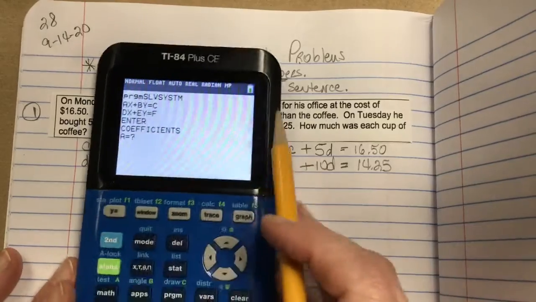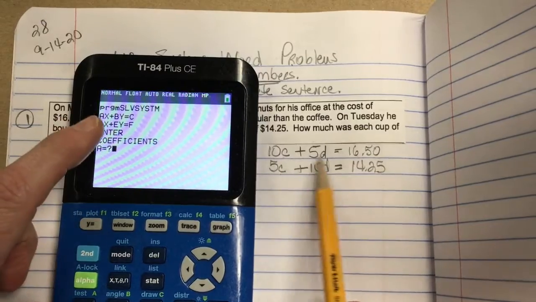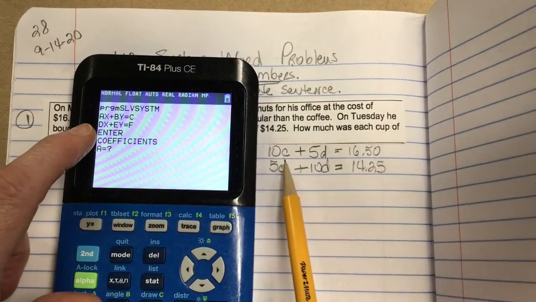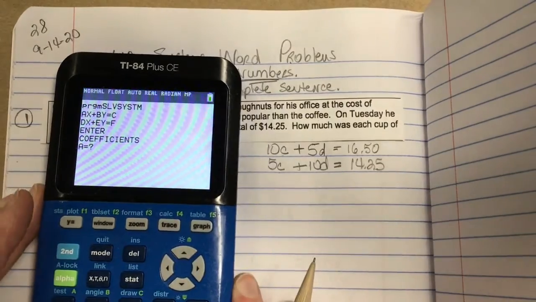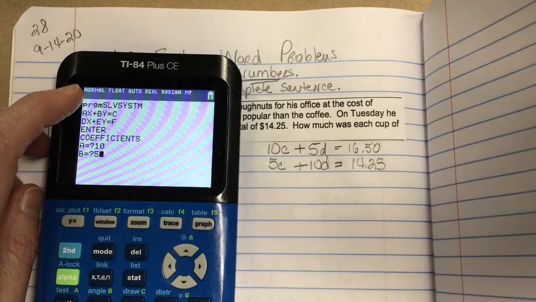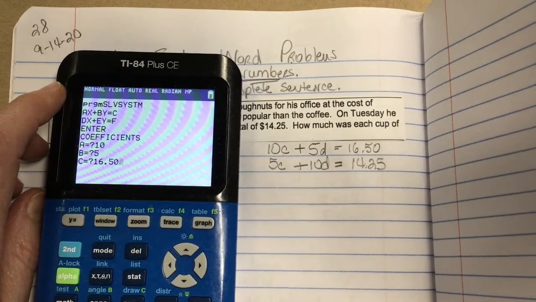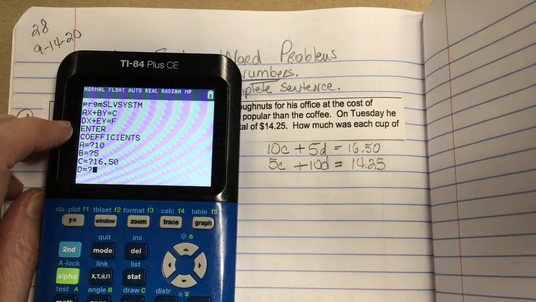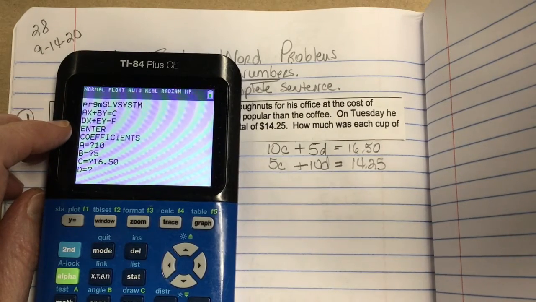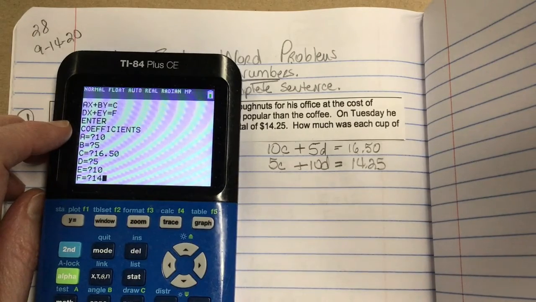Now, the only difference is, instead of X and Y's, we've got C's and D's, but they're in order. We did them alphabetically. So A is going to be what? 10. Enter. What's B? 5. What's C? 1650. Now you can put 0.5 or 0.50. It'll take both. Since it's money, I did it like that. And then now go to your other equation. What's D? 5. These are capital letters. Remember, this is not my variables. And then E is the 10, and F is the 1425.